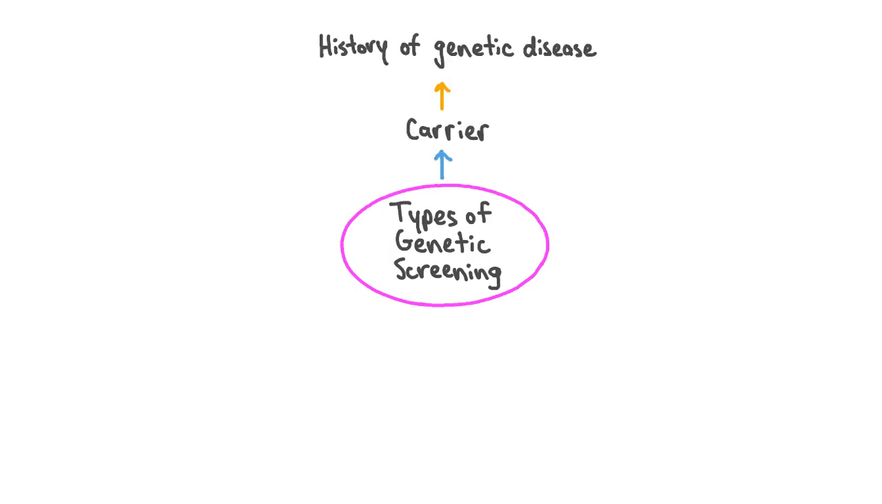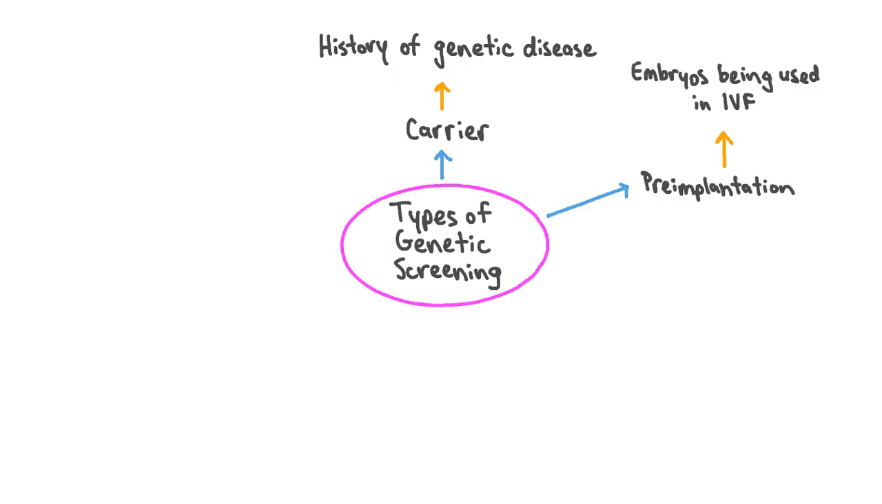Carrier testing is a form of genetic screening. It is offered to people who have a family history of genetic disease, but they themselves do not display symptoms. This type of screening would be best for a couple that has a family history of a disease like Tay-Sachs, which we saw in the previous example.